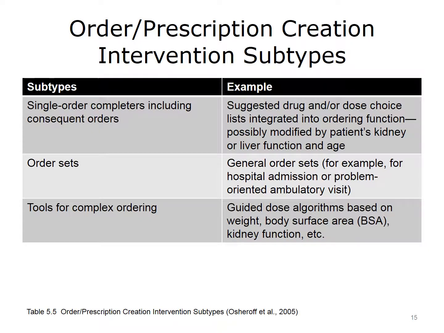shown in Table 5.5. Row 1 lists the subtype of single-order completers, including consequent orders, with the example of suggested drug and/or dose choice lists integrated into ordering function, possibly modified by patient's kidney or liver function and age. Order sets is the third subtype, and general order sets, such as an order set for hospital admission or problem-oriented ambulatory visit, is an example. The third and final row identifies tools for complex ordering as a subtype and the example of guided dose algorithms based on weight, body surface area (BSA), kidney function, etc.